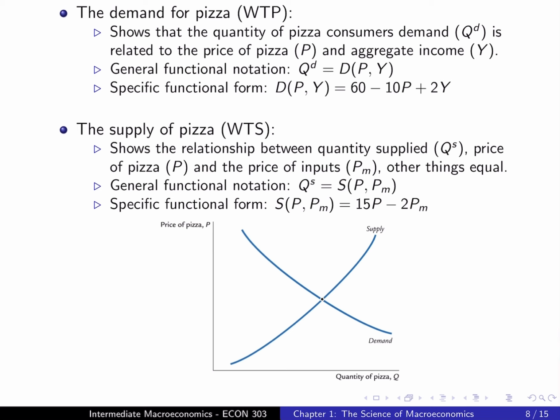A specific functional form, supply, a function of P and PM, equals 15P minus 2PM. This reflects that higher pizza prices encourage more production, while higher input costs reduce supply.